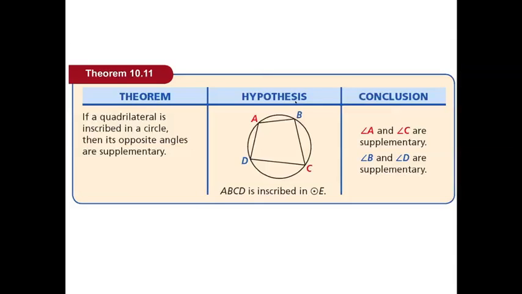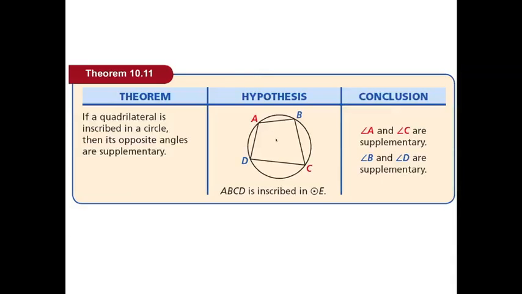Alright, now this theorem is talking to us about a quadrilateral inside a circle where every vertex of the quadrilateral is on the circle. If you look for this in other locations, you may sometimes see it called a cyclic quadrilateral. That'd be C-Y-C-L-I-C, cyclic quadrilateral. But the idea here is that the opposite angles, so for example the two red angles here, A and C, are going to be supplementary to each other. Same thing for B and D, they're going to be supplementary.